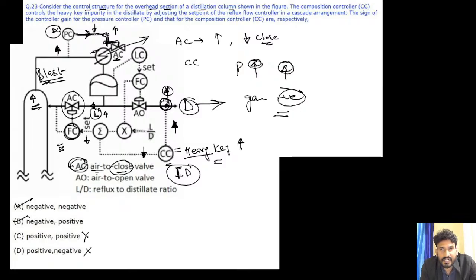So CC is my direct acting. Increased input, increased output, set point high. AC will go into the, you can say, change the wall position, or it is increasing the flow rate, and the flow rate of the L will increase, and that will be my favorable condition.